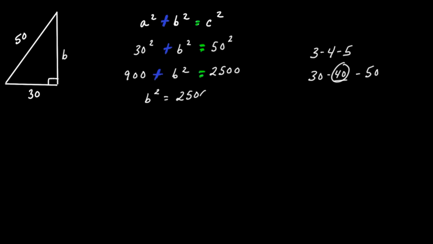So you would end up with 2,500 minus 900 equals b squared, and you know that 2500 minus 900 is 1600. And once you take the square root of 1600, you end up with b, which will be 40.